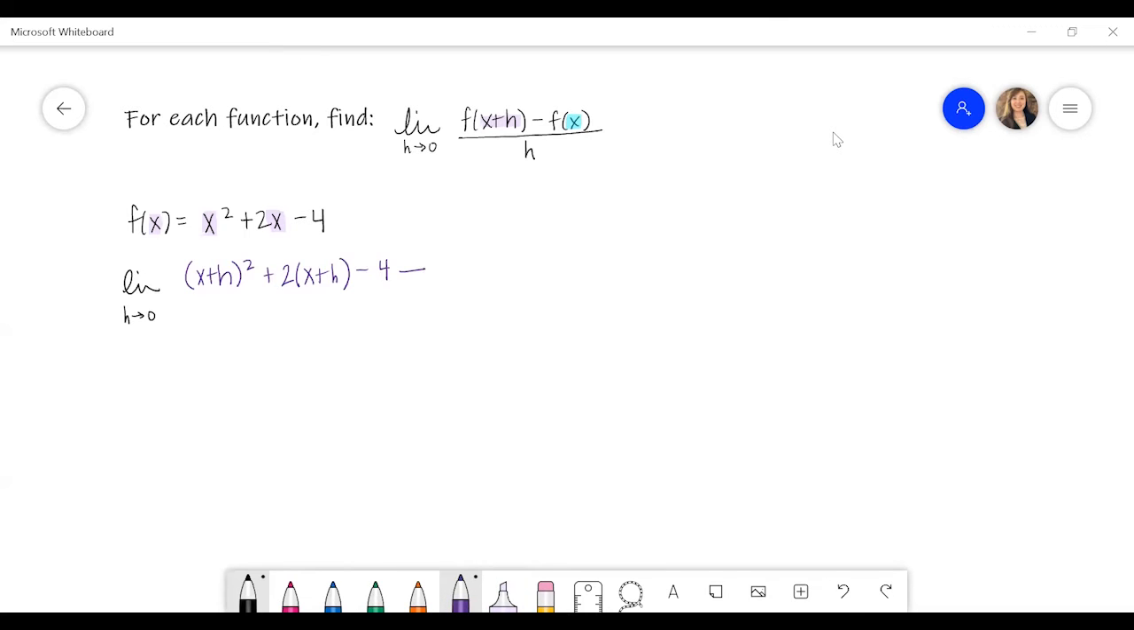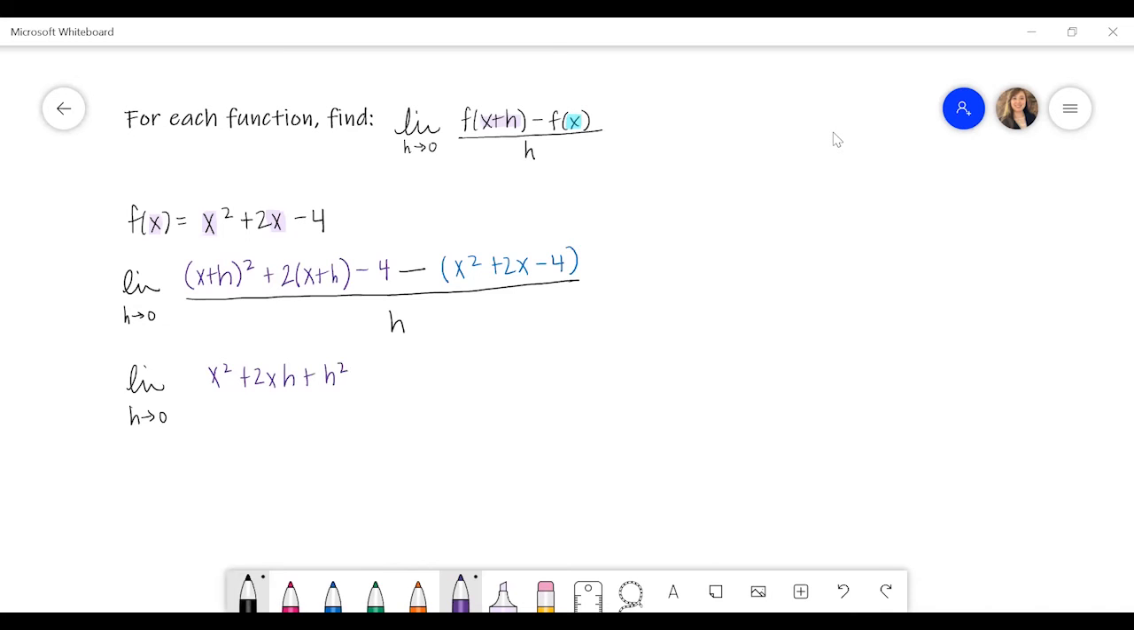Minus, and here's where I'm going to put f of x just on its own, no h's. So x squared plus 2x minus 4. All of that is divided by h. So here's where you just have to be careful with your algebra. You have the limit as h approaches 0.